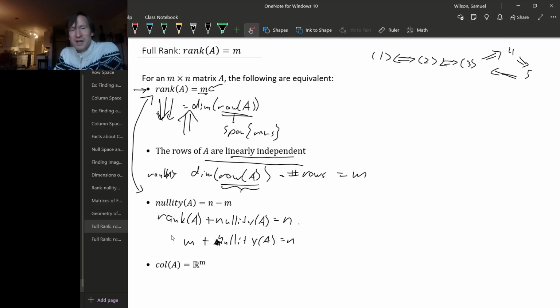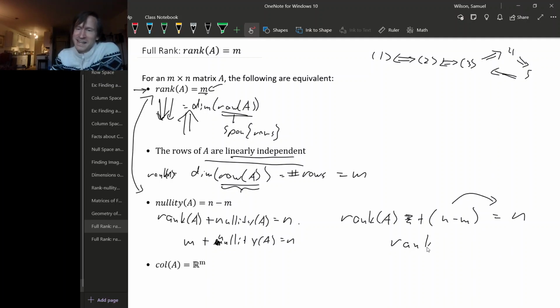Now let's prove it the other way around, going from nullity to rank. Remember, the rank nullity theorem says that the rank plus the nullity is n. If we're assuming that the nullity is n minus m, then we get this. Now if we move this n minus m to the other side, we just get rank A equals m. And so that proves the implication going from nullity to rank.